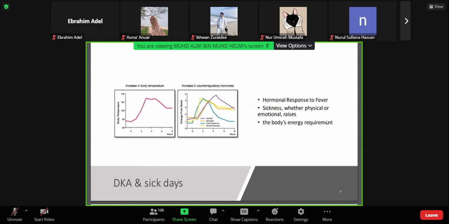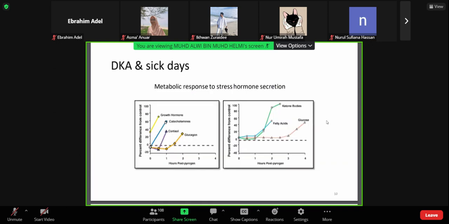Okay, so when you get fever, it leads to an increase in metabolism and increase in secretion of your stress hormone. Okay, because when you get fever, your body needs a lot of energy. Okay, what happens with stress hormone? When there's a lot of stress hormone, you've got increase in fatty acid, increase in ketone bodies, and increase in gluconeogenesis, because you are ready to fight and flight.